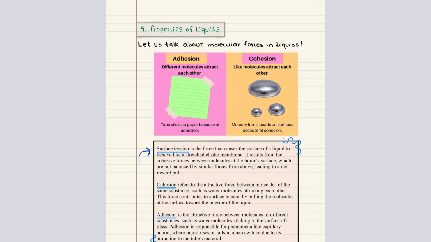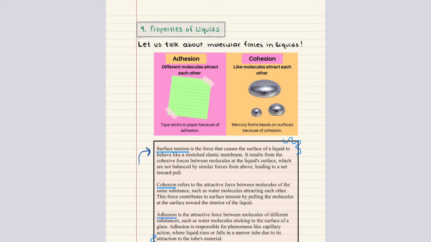beneath them. As a result, the surface of a liquid tends to contract and minimize its surface area, creating an effect similar to an elastic membrane. This is why water droplets form nearly spherical shapes. A sphere has the smallest possible surface area for a given volume.